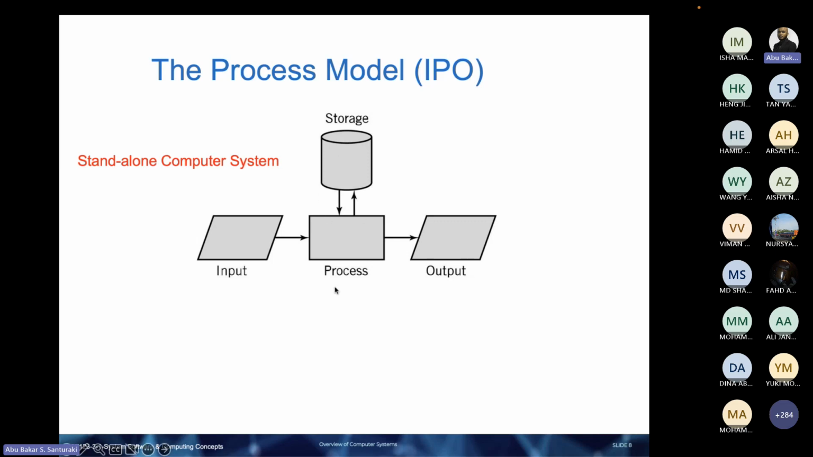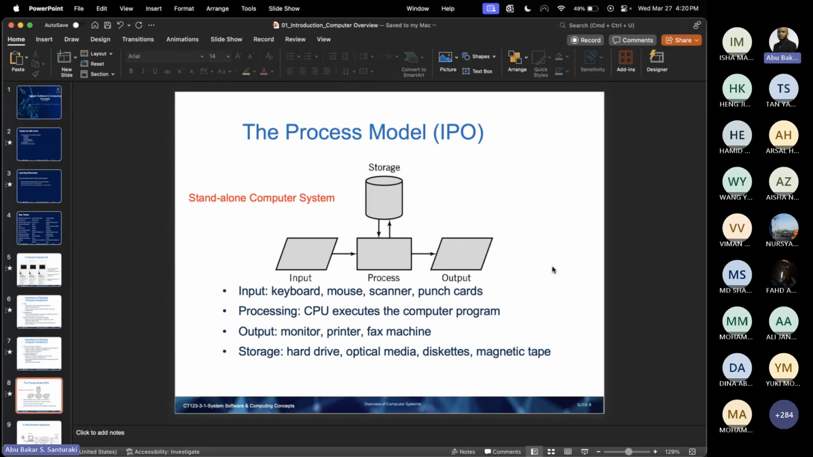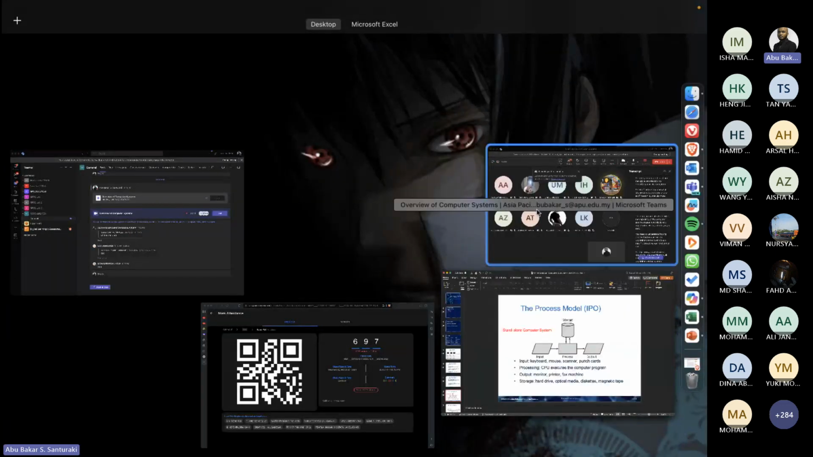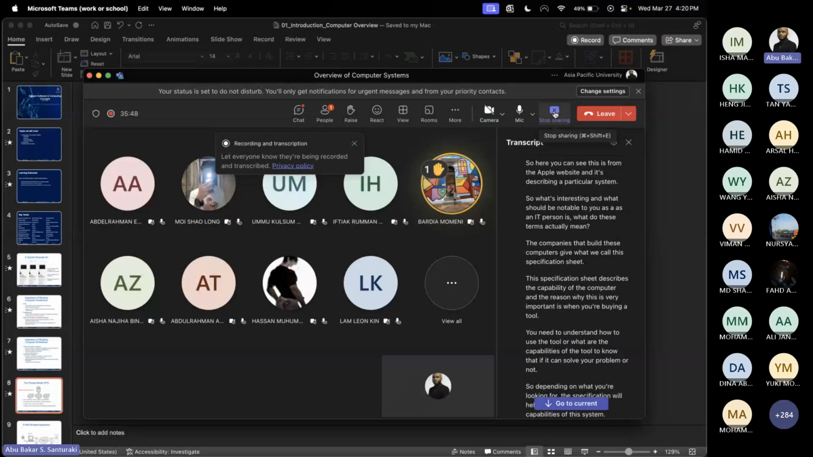So we call this the process model. Input, process, output. All computer systems will operate in this manner. Input is the information we take from the real world. Processing is the instructions that we follow to transform that input into some sort of output, and then the output is the result generated. In order to drive this message home, let me switch my screen to my whiteboard, and then we can take a look.